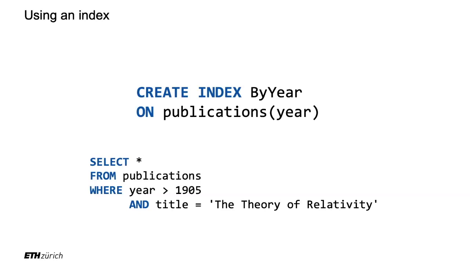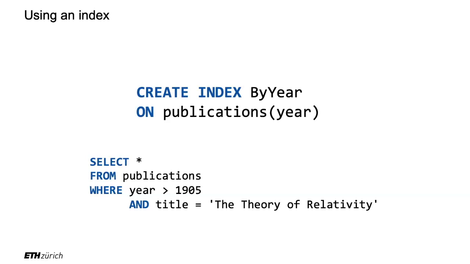Year is not indexed, right? So we cannot accelerate that part. But title is indexed, and it's an end, right? So the ones with the year greater than 1905 and titled the theory of relativity are a subset of those that have the title the theory of relativity. So what we can do is use the index with the theory of relativity.